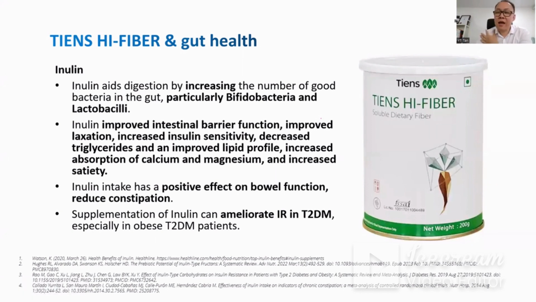Then inulin intake has a positive effect on bowel function as well, reducing constipation. So taking high fiber will help you reduce constipation, and supplementation of inulin can ameliorate IR, which means the insulin resistance in type 2 diabetes mellitus, T2DM. So type 2 diabetes and insulin resistance patients, you should take more inulin. Take high fiber. It will help you reverse the insulin resistance and help you reverse type 2 diabetes mellitus.